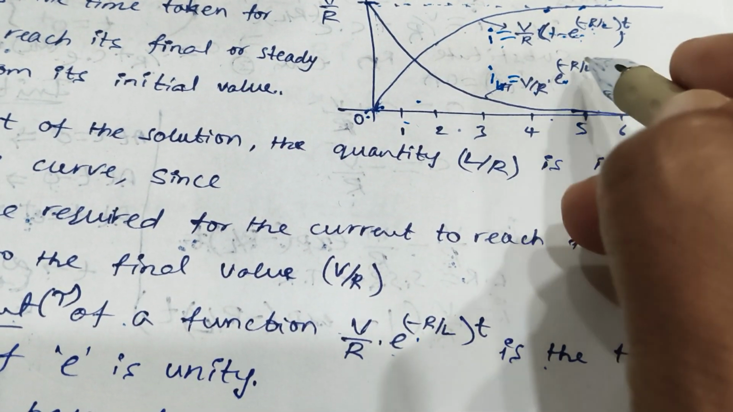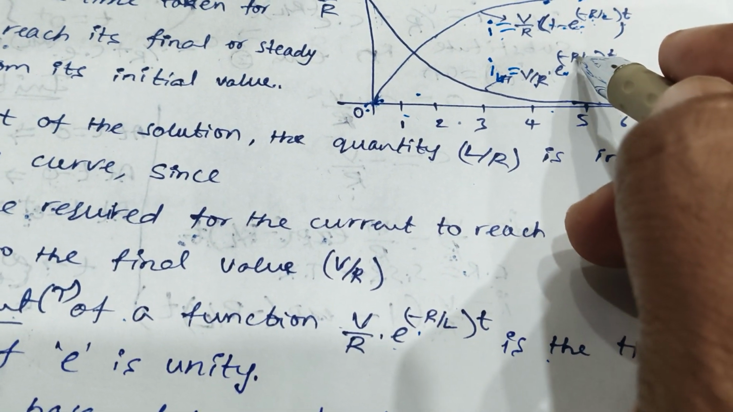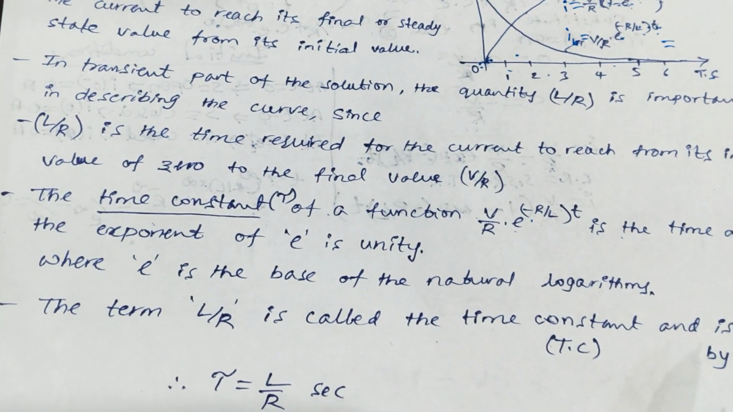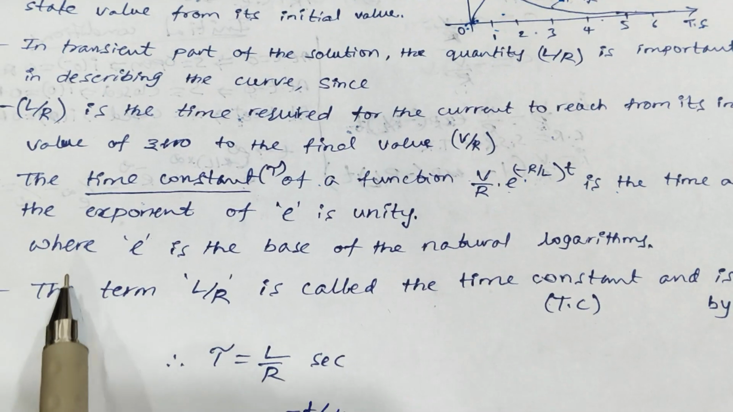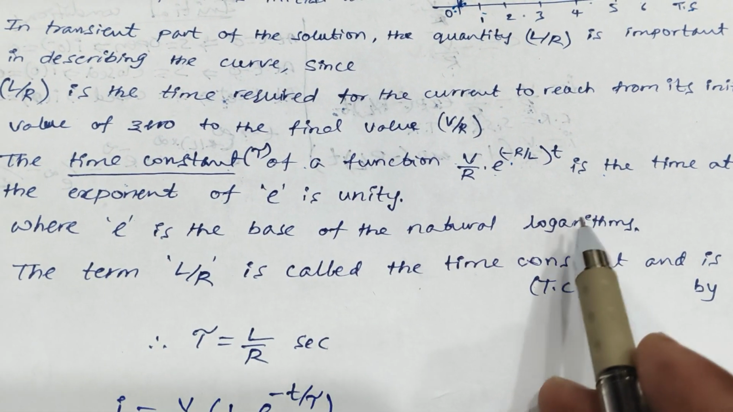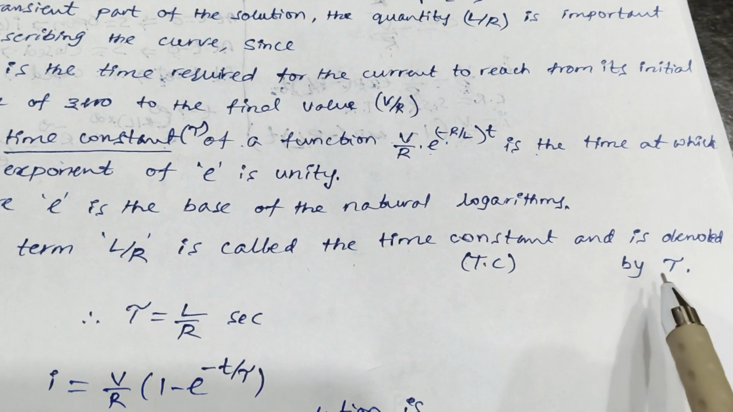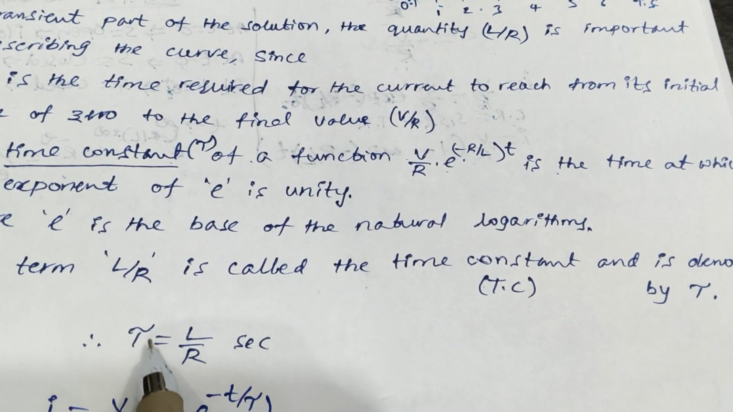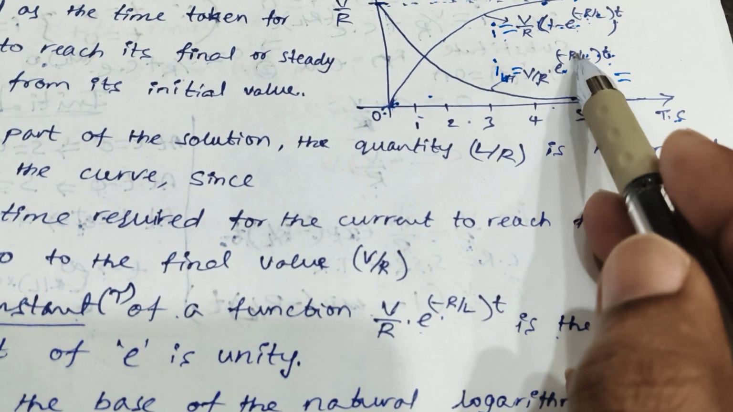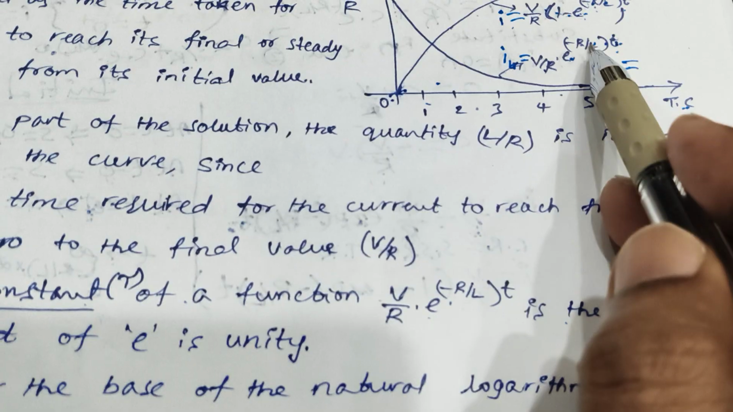When you substitute t is equal to L by R, it will become unity, right? R by L into L by R. In that way we can mention the time constant. Where e is the base of the natural logarithm, the term L by R is called the time constant and it is denoted by tau, because by substituting this L by R in e power minus r by L into t, it will become e power minus 1.